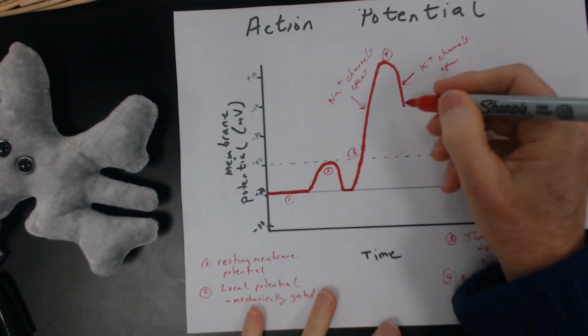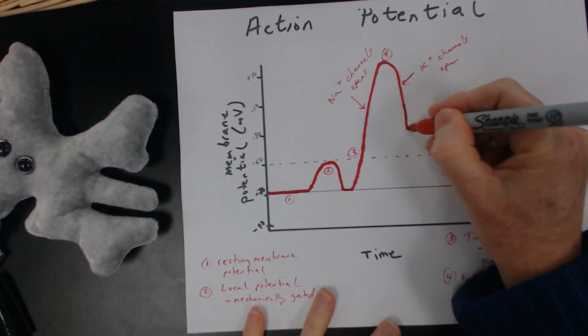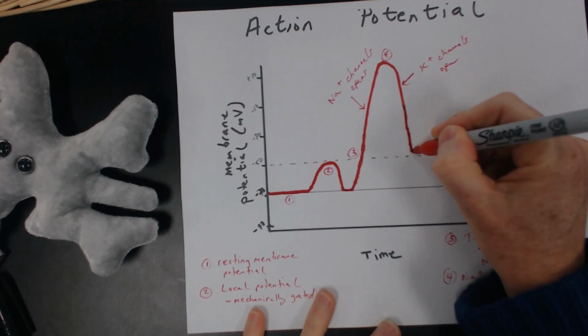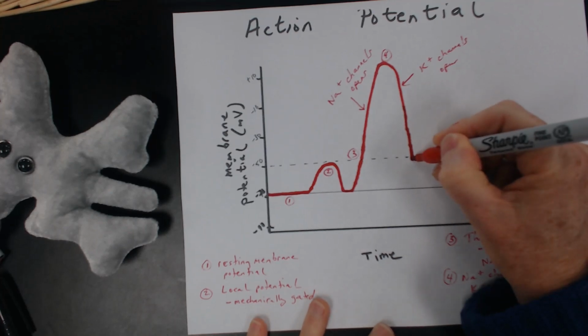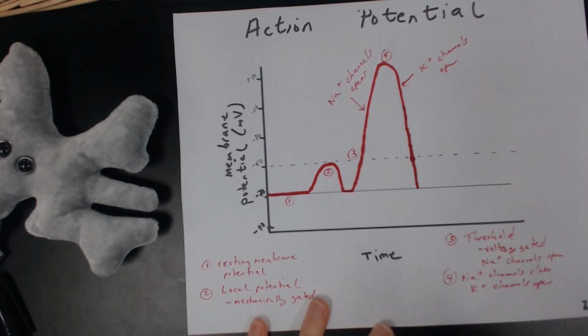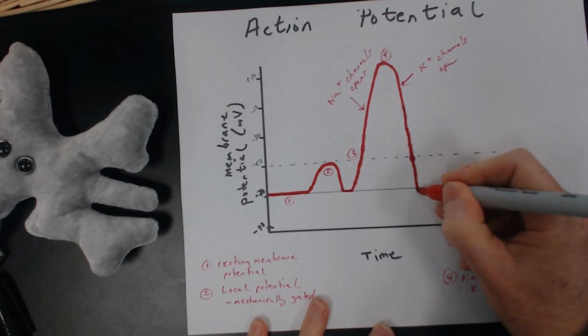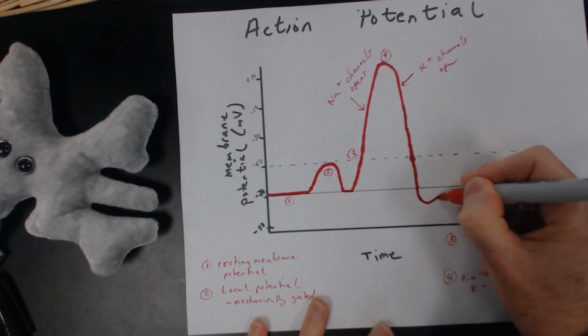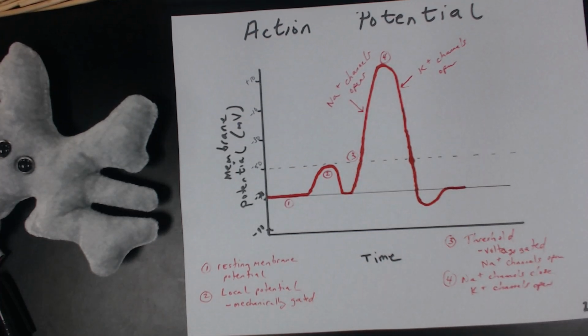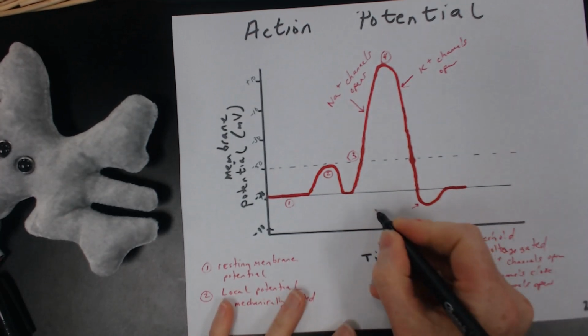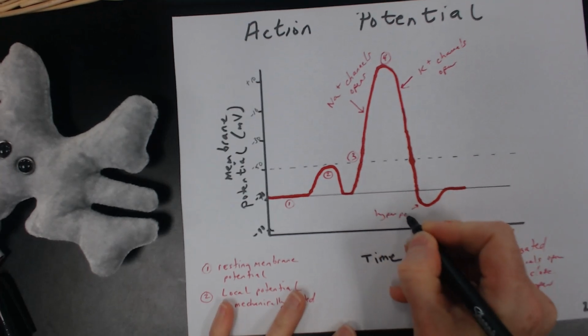Okay, and you come down here, and as the potassium channels continue to stay open and the sodium channels are closed, you're going to get a little bit hyperpolarized. So you're going to come back down to your resting membrane potential, and potassium channels still stay open a little bit longer before they close. And then you return back to resting membrane potential. Okay, this little dip here is just a hyperpolarization.